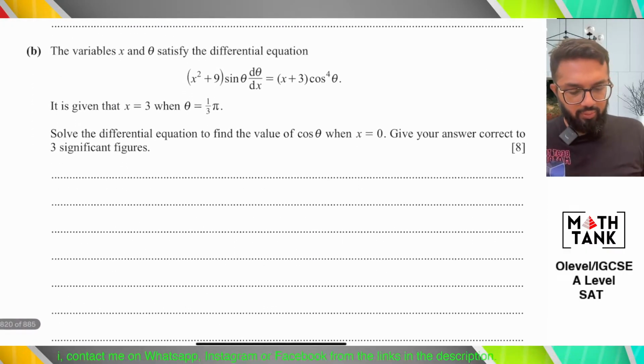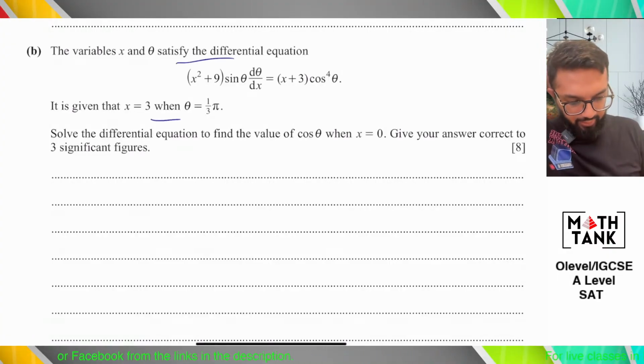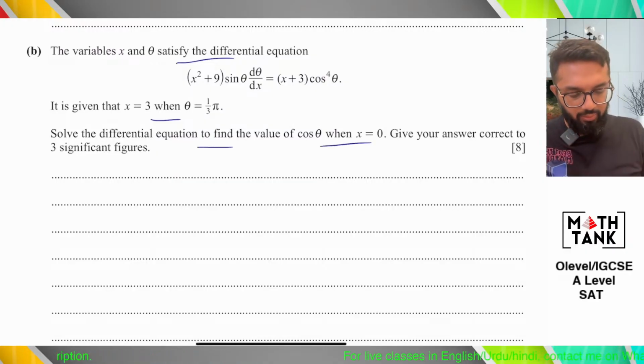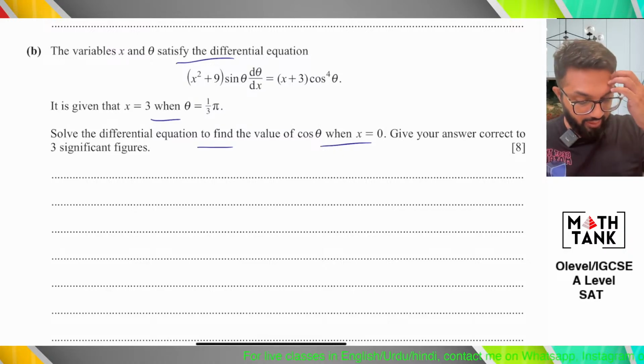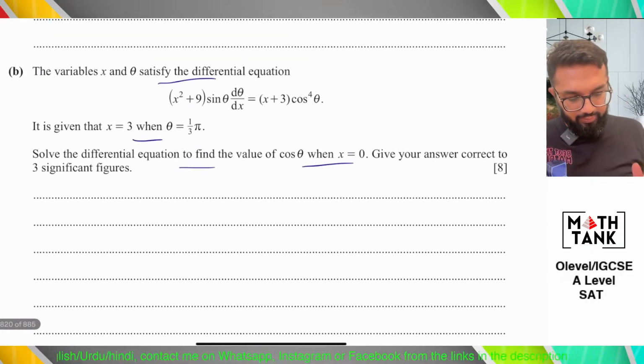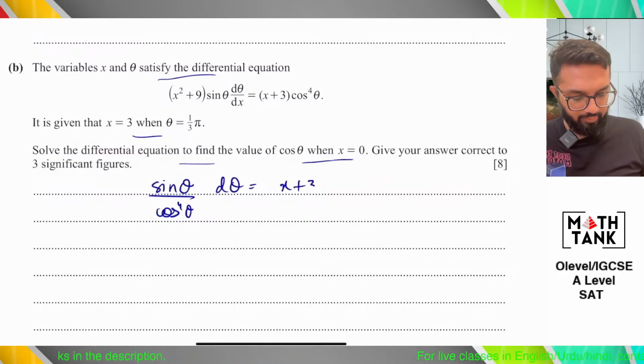Okay, the variables x and y satisfy the differential equation. It is given that x equals 3 and theta equals pi over 3. Solve the differential equation to find the value of cos theta when x equals 0, giving your answer correct to 3 significant figures. Okay, let's see where this goes. So sine theta over cos 4 theta d theta equals x plus 3 over x squared plus 9 dx.